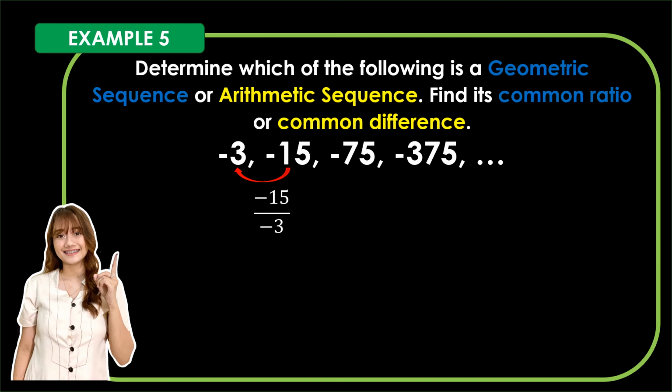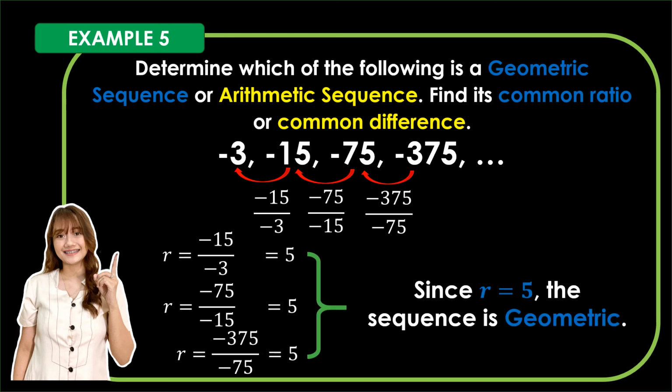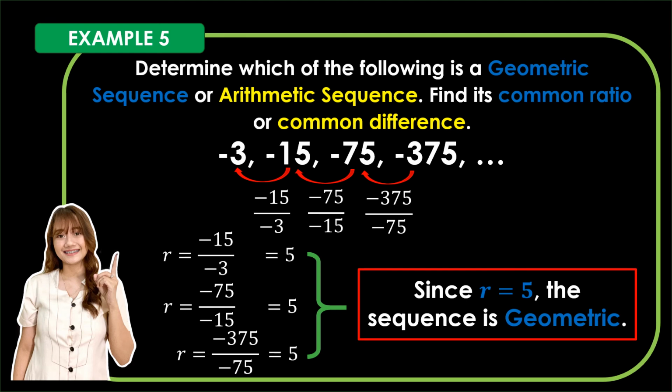We have negative 15 divided by negative 3 gives us 5. And also, let us divide negative 75 divided by negative 15. We have also positive 5. Now we have negative 375 divided by negative 75. So we divide those two. We have 5. Observe that they have a common ratio of 5. So since they have a common ratio of 5, the given sequence is geometric.